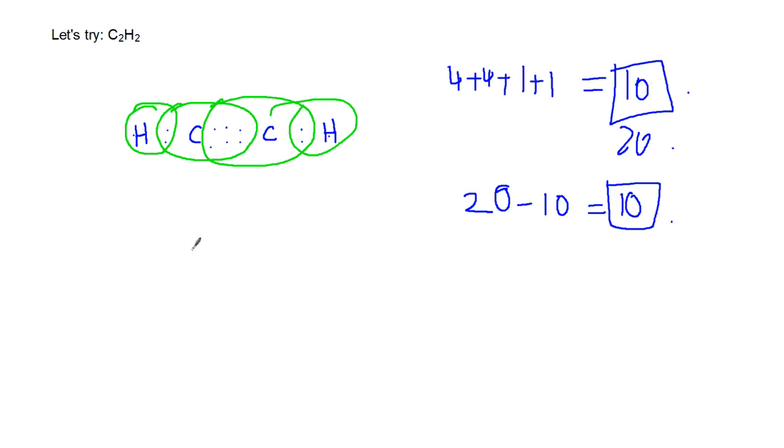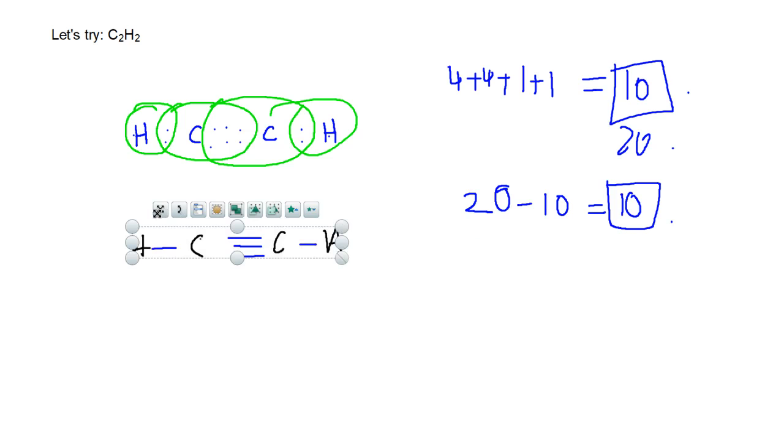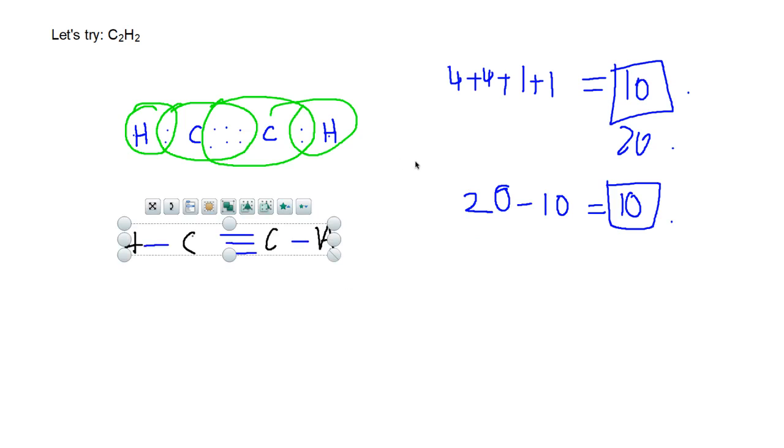So our final configuration: C, H, 1, 1, 2, 3, 1. And that is the bonds of C2H2.